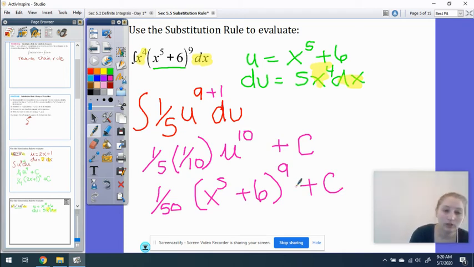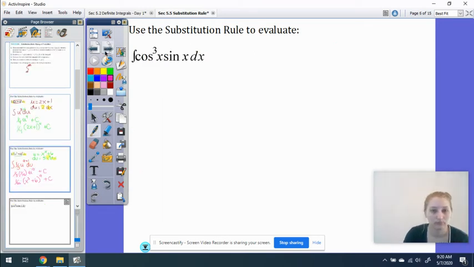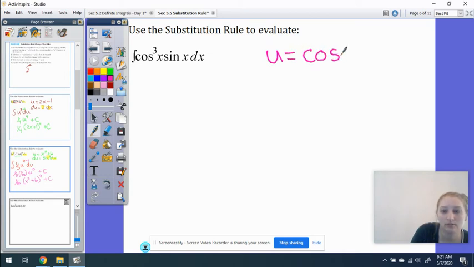All right, let's do another one, and let's do a trig one. And remember, the cool thing about this, you can always check these by taking the derivative, and you should get back what you started. So if you don't, then you know that you made a mistake somewhere. Okay, so this one. All right, in this case, I'm going to say that u is going to represent cosine x, and I am going to say that du is negative sine x dx.